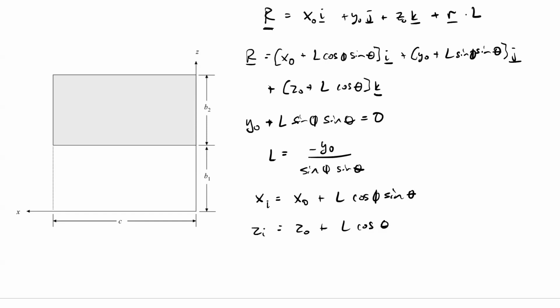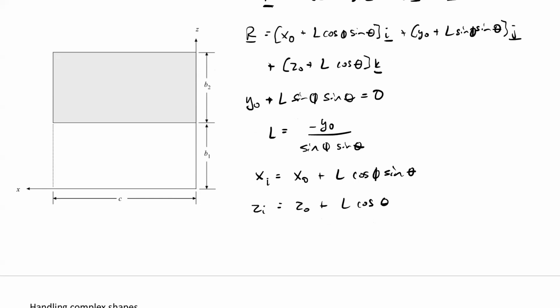Now we have to apply some tests to see, is this in our rectangle? Again, this is a really simple example. You have a rectangle, we can say, is my ray hit between B1 and B1 plus B2 in the Z direction? And is it between 0 and C in the X direction? And so we would say the ray hits if all these things are true. So it's going to be 0 is less than xi, which is less than C, right?